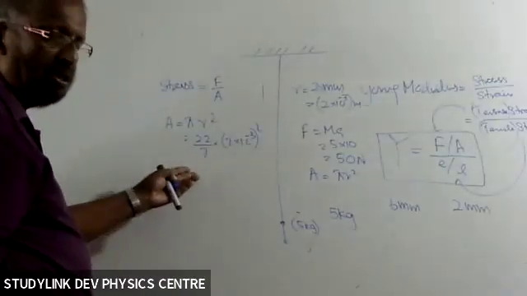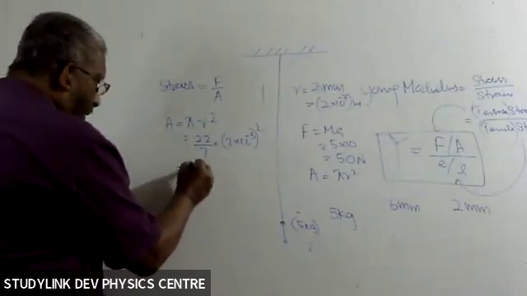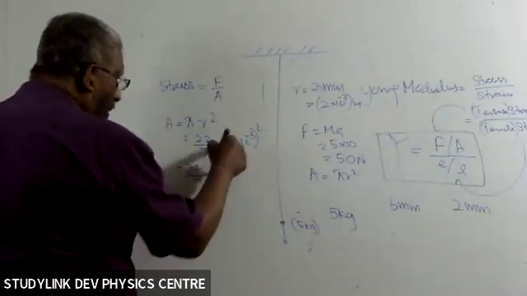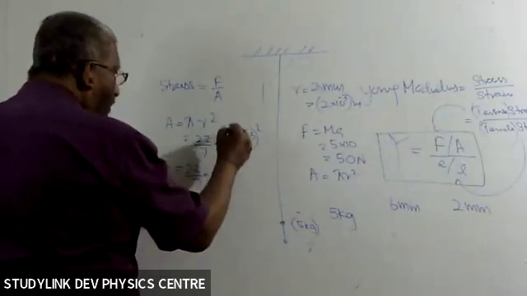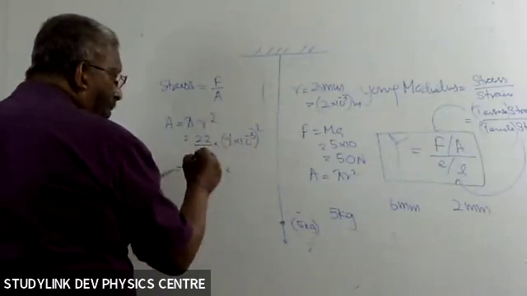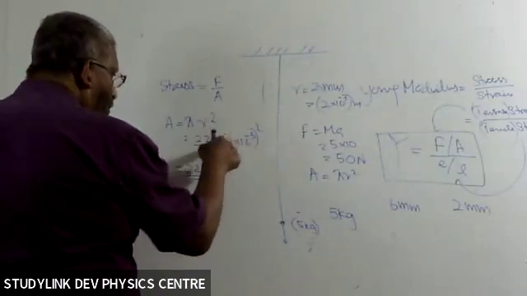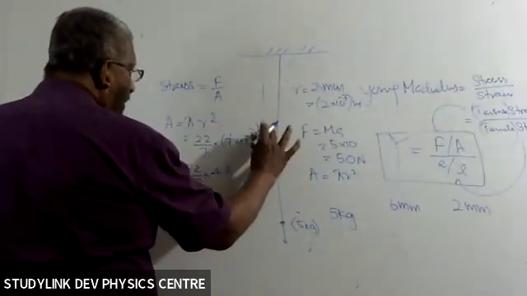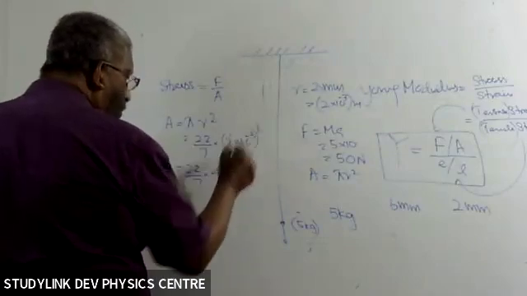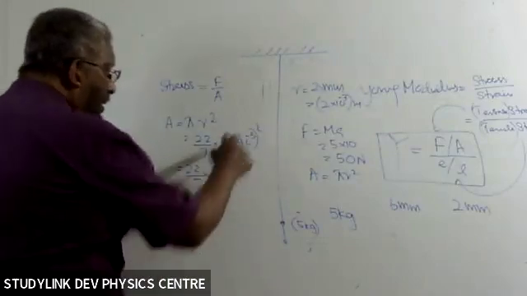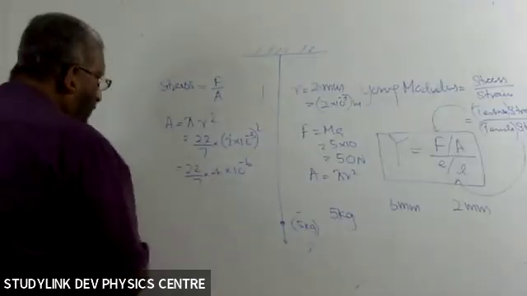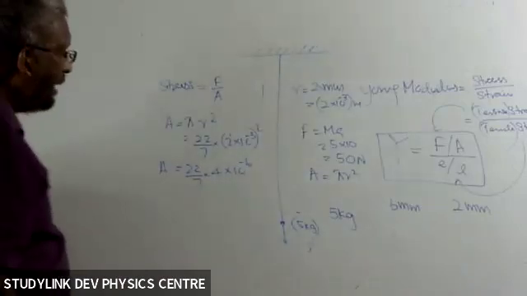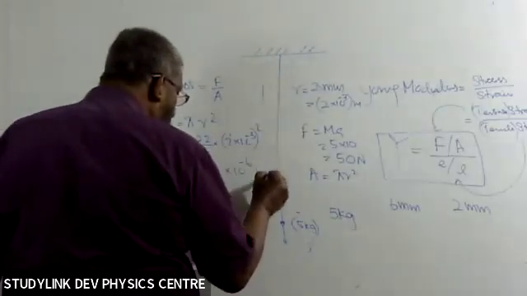This is basic simplification. So then 22 divided by 7 into 2 to the power 2, which is 4. Then the power of 10 here is minus 3 into 2, 10 to the power minus 6. You can write 2 to the power 2 like that if you want. From this you can simplify and get it. There is no need to get the answer directly. Just keep it, but always write the units.